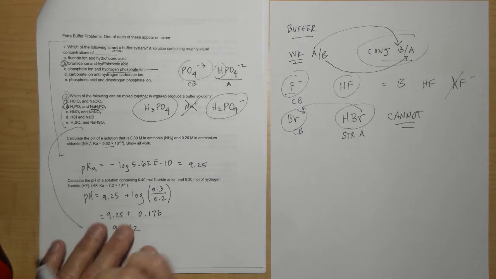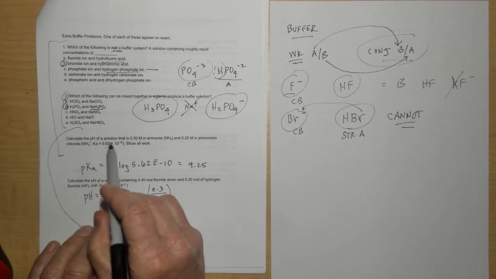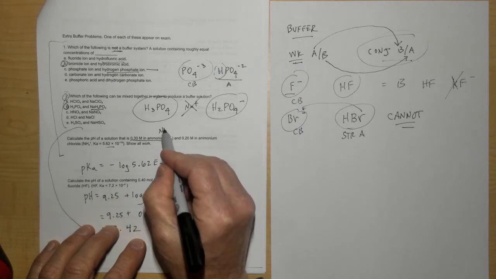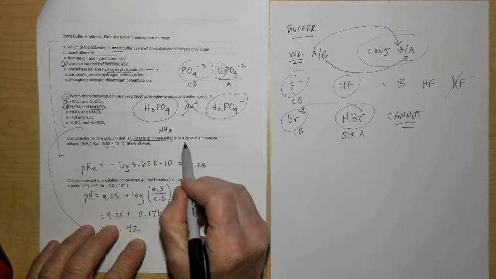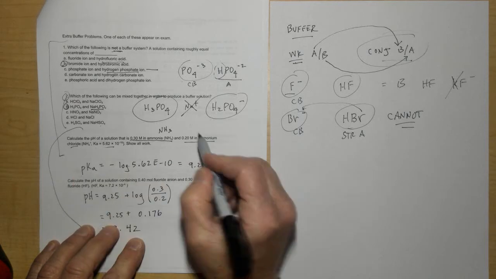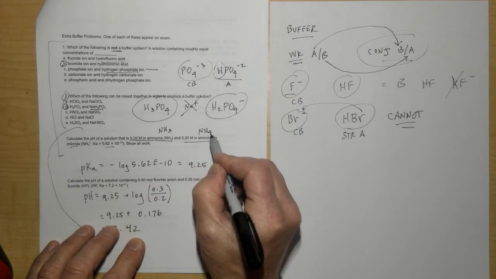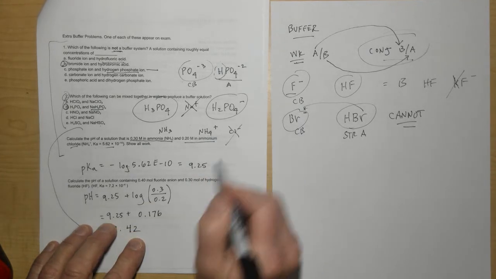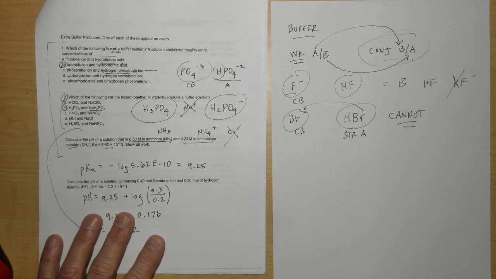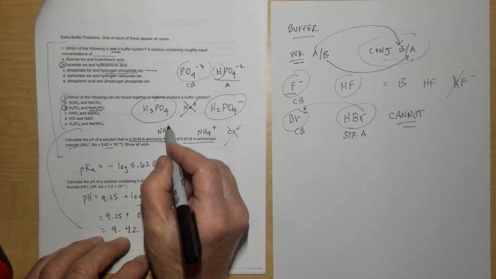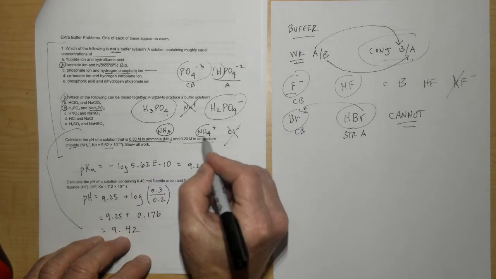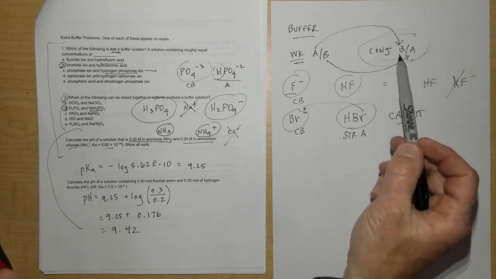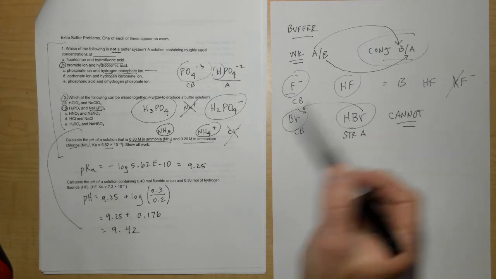And then in number 3, it's a calculation problem. It says calculate the pH of the solution that's 0.3 molar in ammonia. So there's our weak base right there. And 0.2 in ammonium chloride. Ammonium chloride would be NH4+, and then it'd have some Cl-. Ignore the Cl-, of course, because that comes from a strong acid, so it's going to be neutral in solution. Now you can see we have a base and its conjugate acid right here, and that's what we need: the weak base and its conjugate acid.